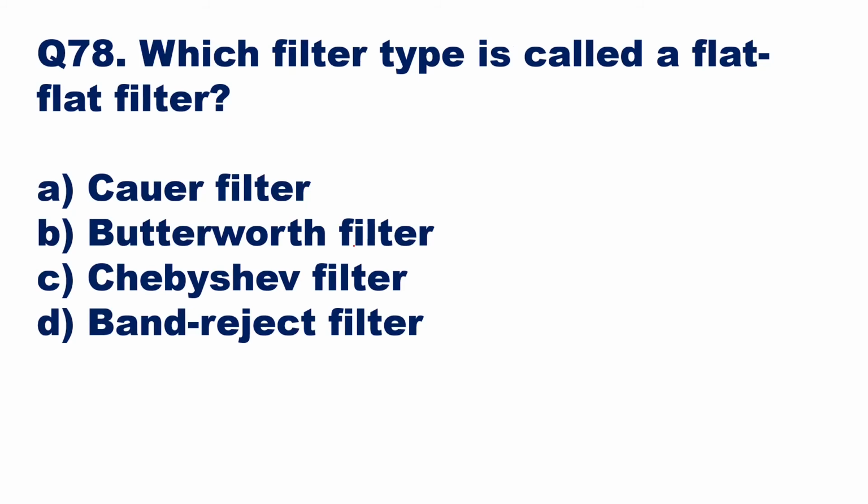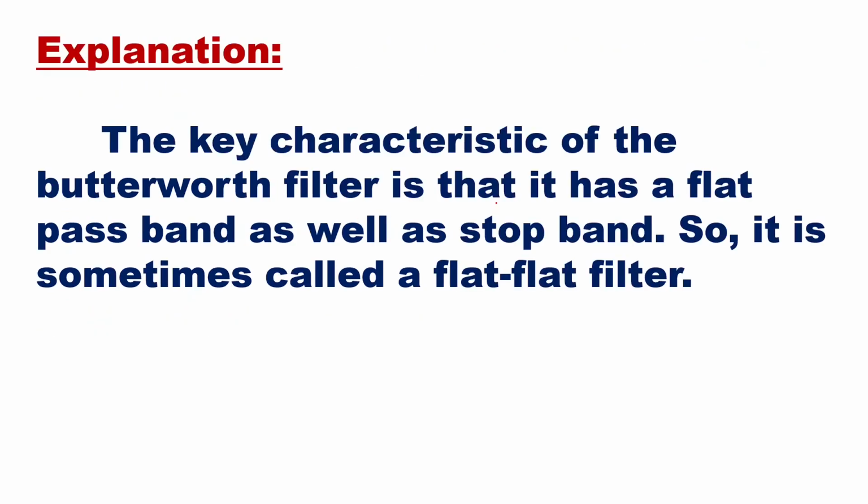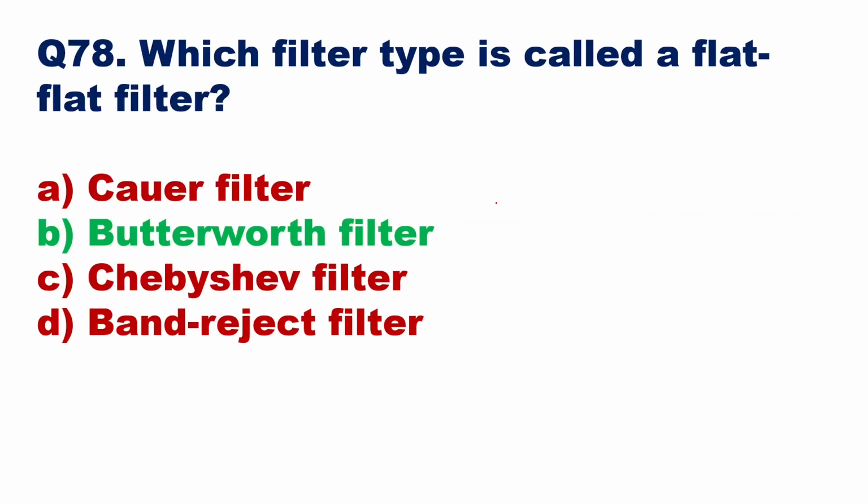Then we'll go to the next question, question number 78. Which filter type is called a flat filter? A filter in which the pass band is very flat and the stop band is also very flat. Those filters are nothing but the Butterworth filter. So option B will be the right answer here. In Butterworth filters, whether it is a low pass, high pass, band pass, or band elimination filter, it is called a flat filter because the pass band and stop band are very flat. The key characteristic of the Butterworth filter is that it has a flat pass band as well as stop band, so it is sometimes called a flat filter. So option B, Butterworth filter, is the right answer.